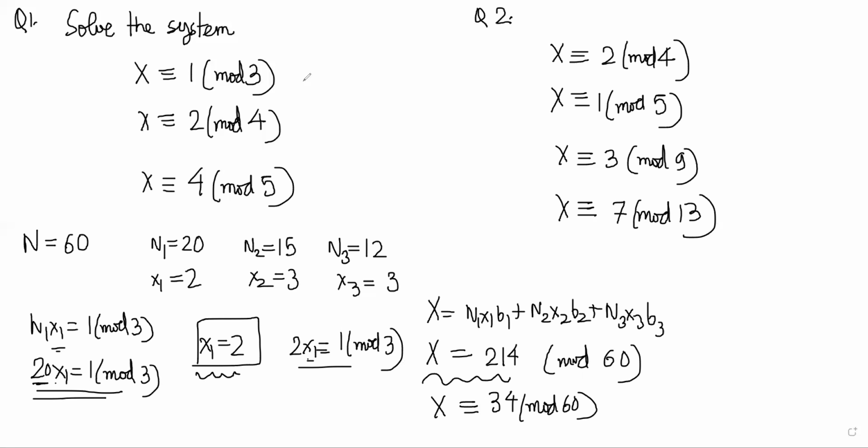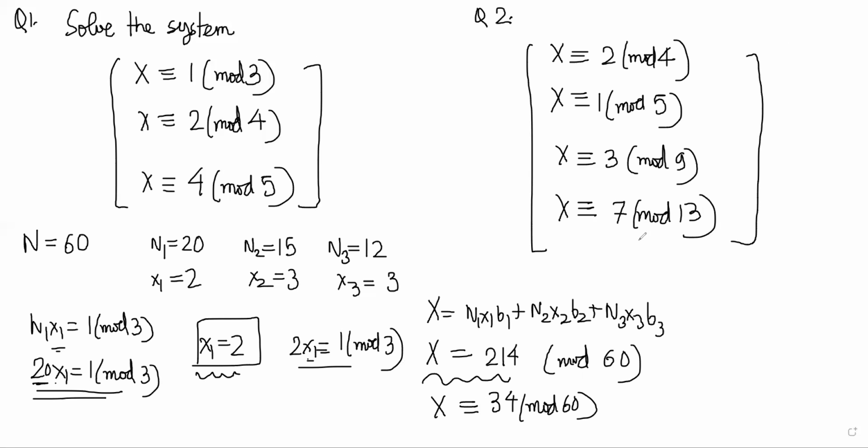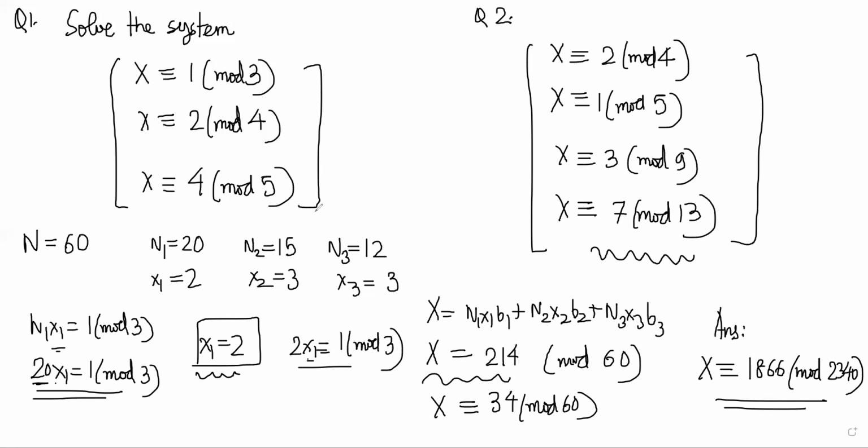The second one is slightly longer. It's just the same thing though. Maybe you can do it at home later. I will tell you the answer. The second one answer should be x is equal to 1866 mod 2340. That is your solution. So it's the same method, just try it later.